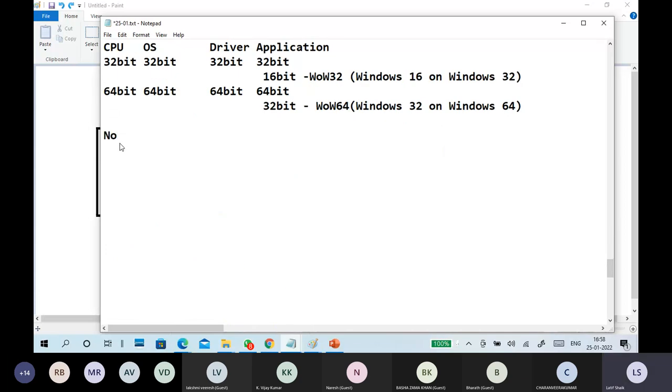Next, you have to check nowadays the number of cores. Check whether it is a 2-core processor, 4-core processor, or 6-core processor. Check it. Next, the number of threads. Compulsorily check the number of threads. Next one is clock speed. Usually clock speed will show like this.